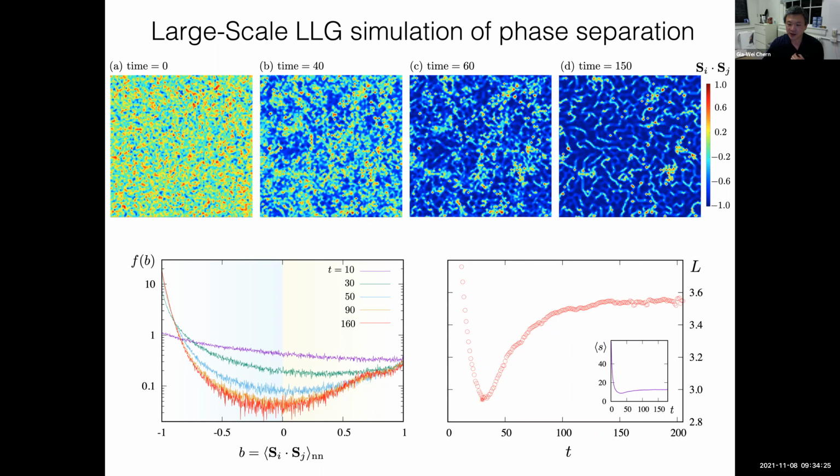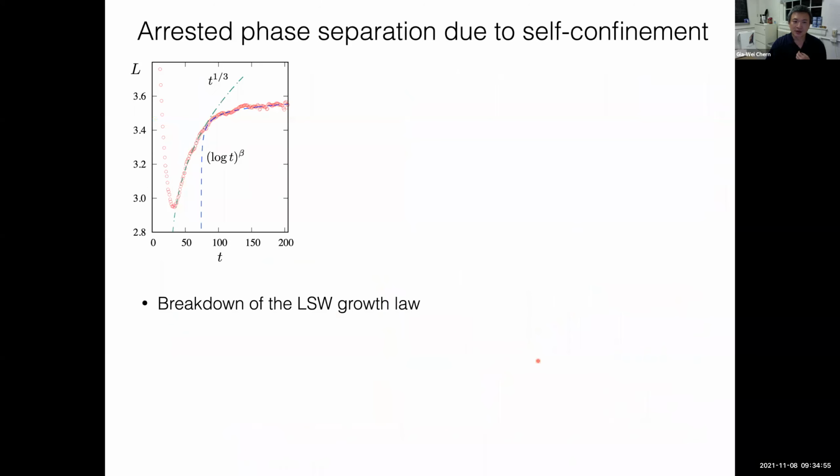So the question is whether this increase of the ferromagnetic clusters can be described by this LSW power law. And it turns out it cannot. You can see that this LSW power law can at best only describe the initial part of the domain growth. And at later times, the growth of these ferromagnetic domains is significantly slower. In fact, it is better described by a sublogarithmic domain growth. So the question is why the breakdown of this LSW growth law?